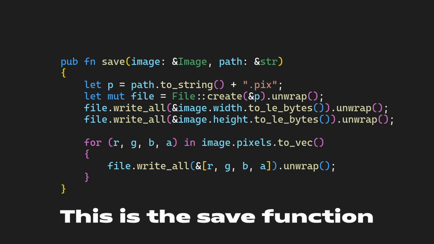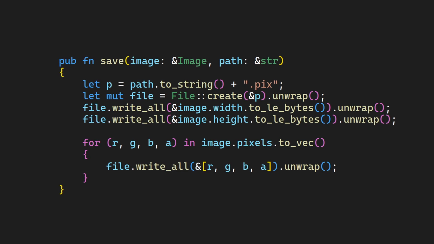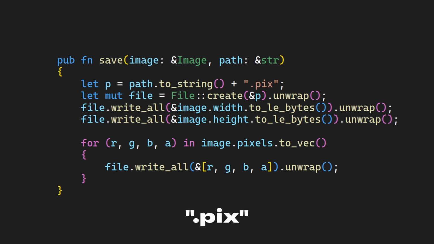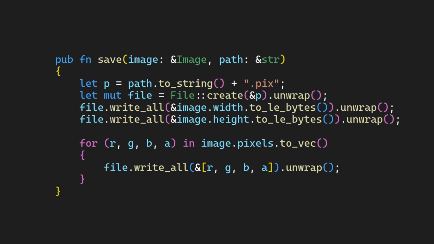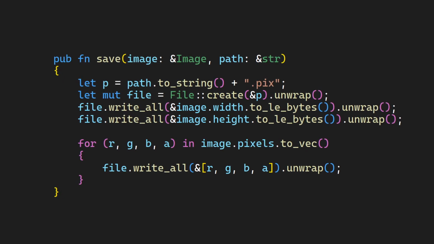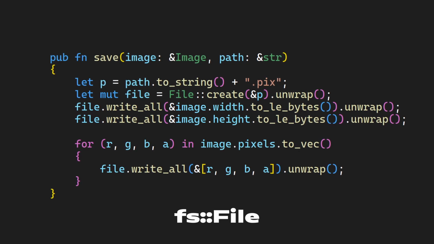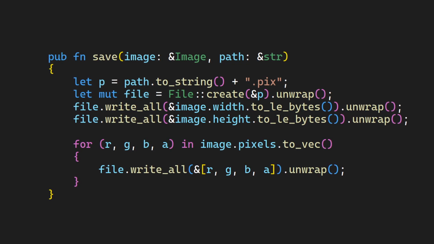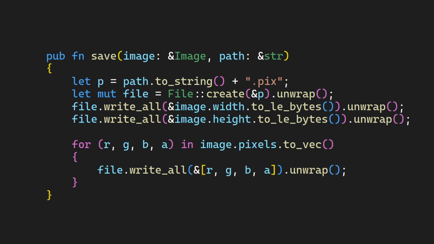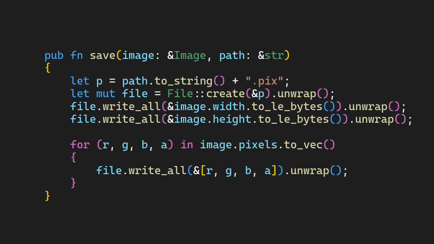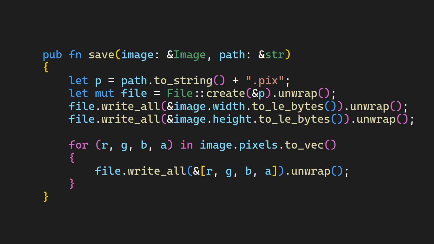This is the save function I wrote. It takes the image and the path as arguments. Here I add .pix to the path, but that means that you don't want to add the ending in the path you provided as the argument. I am using fs::file from the standard library of Rust, but you can use whatever you like. This is just used for writing to the file. And then the width, the height and the pixel data gets written to the file.